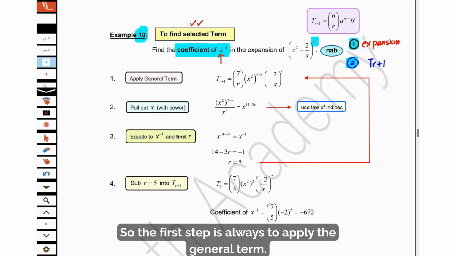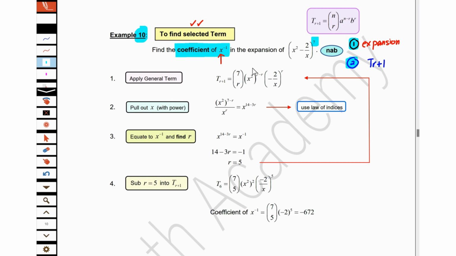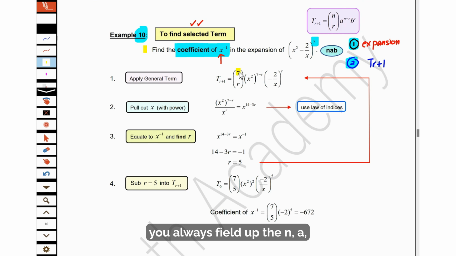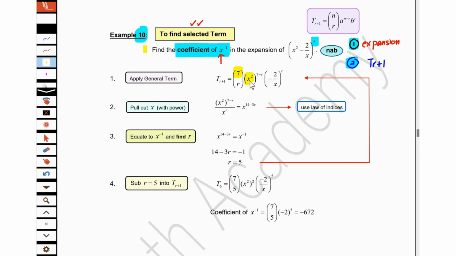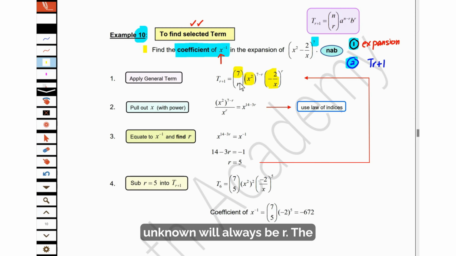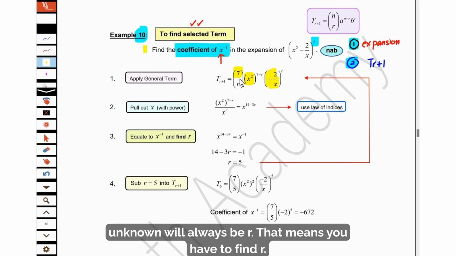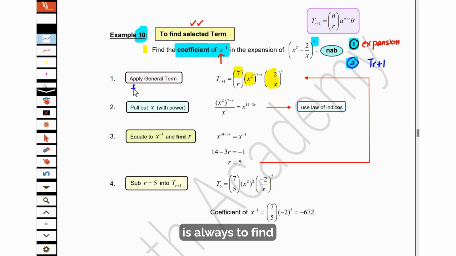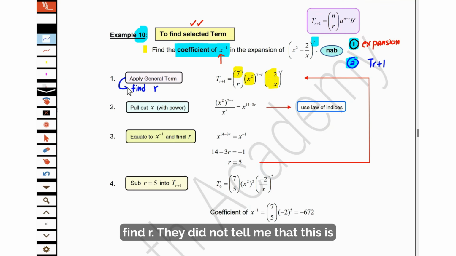So the first step is always to apply the general term. So when you fill up the general term, you always fill up the N, A, B first. The unknown will always be R. That means you have to find R. The idea of applying general term is always to find R.